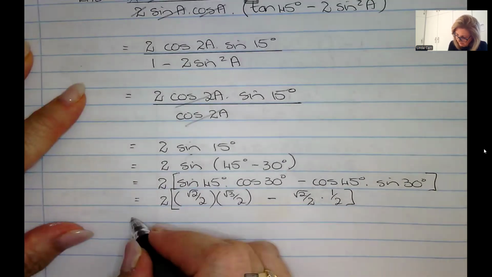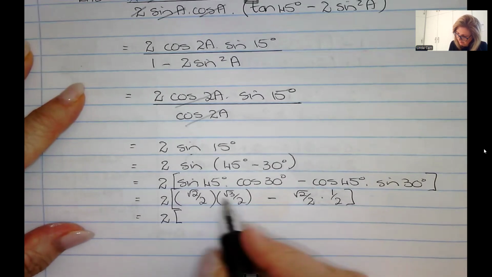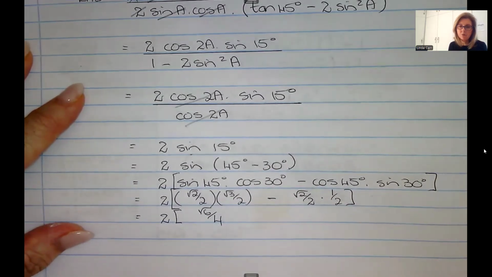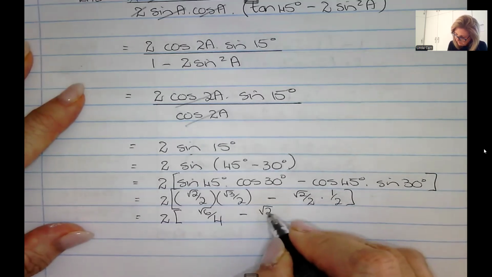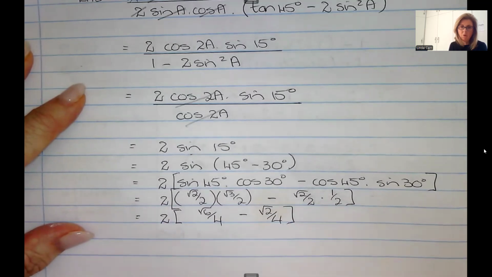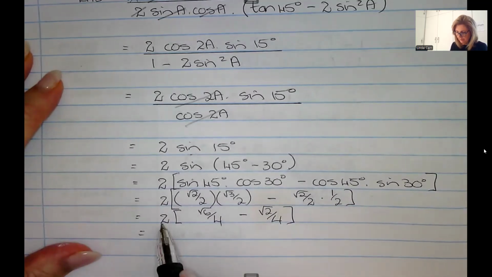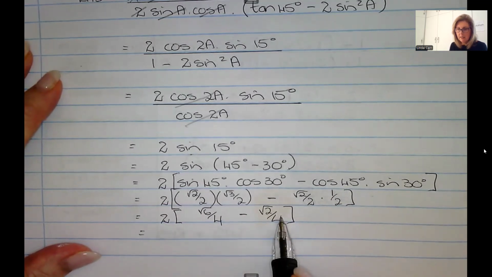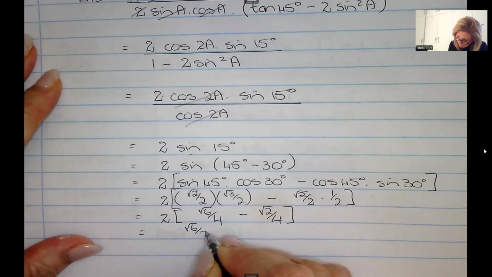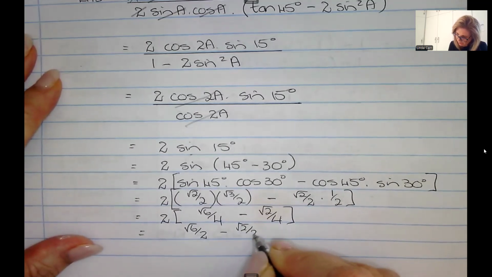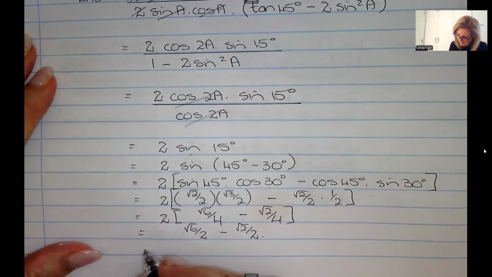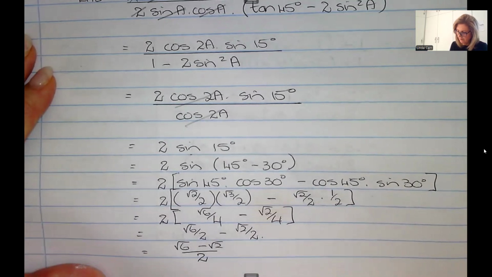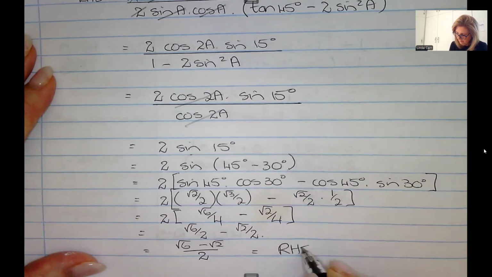Okay, nearly there. Let's keep that 2 out for now. Root 2 times root 3 is root 6, if you remember your grade 11 surd rules. And that becomes root 2 over 4. And then our final step, we can say this 2 outside multiplies to each of these, and it simplifies to root 6 over 2 minus root 2 over 2, which is exactly what the right-hand side was.